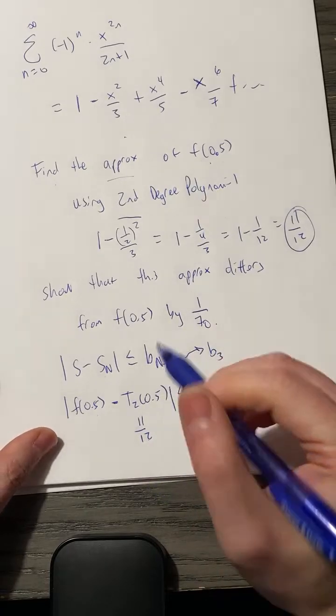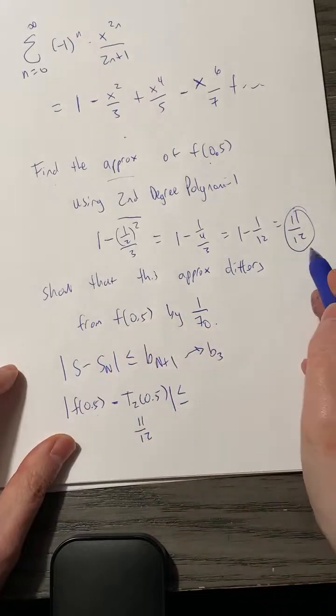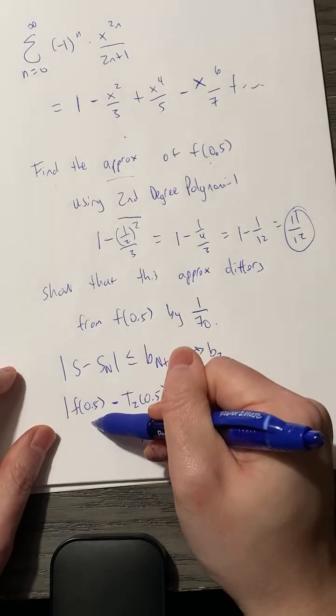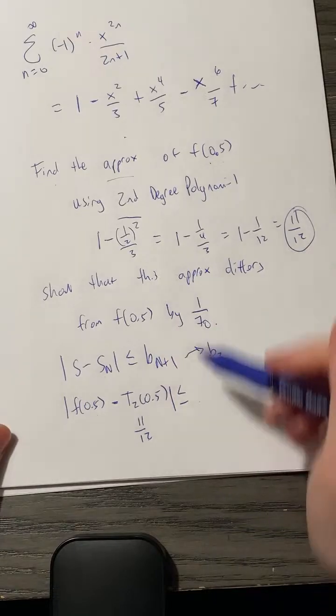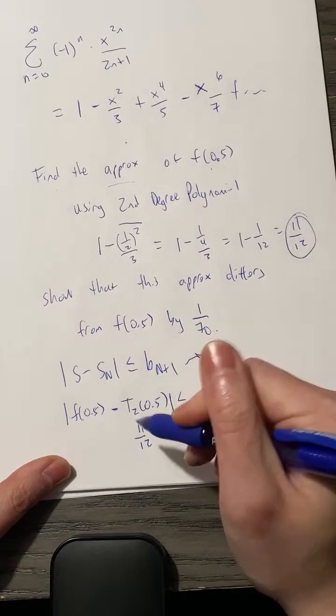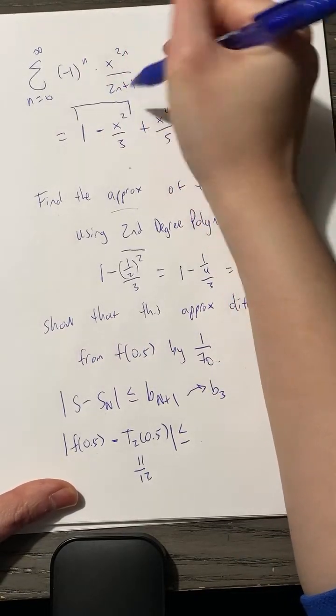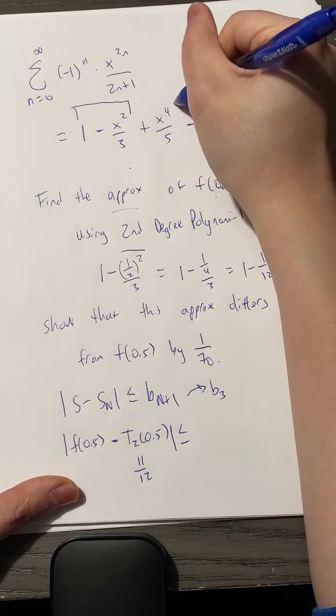Keep in mind that what this is trying to say is that this is impossible. 11/12 is an approximation for this impossible thing, and how good is it? It's a pretty good approximation. It's within 1/70th, which is a pretty small number. So what you do is you just look at the next one over. Because we used these two terms for the approximation, the next one over is this term right here.